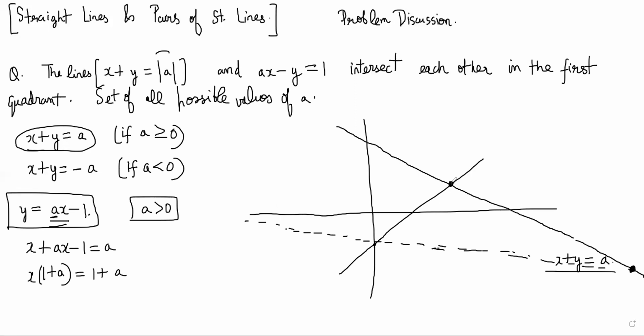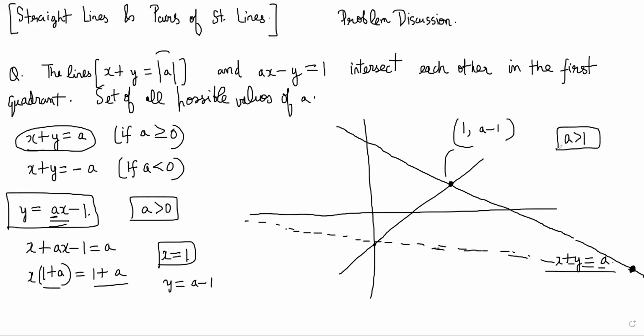You will get two intersections. One intersection will be in the first quadrant. That intersection you can calculate like this: x is equal to 1, and y you can calculate by putting it here. If x is equal to 1, y is equal to a minus 1. This intersection is 1 comma a minus 1. This will be in the first quadrant if a is greater than 1, right? The other intersection will come when a is less than 0. In that case, this intersection happens. So they intersect each other in the first quadrant, so a greater than 1 is coming easily for the first quadrant.